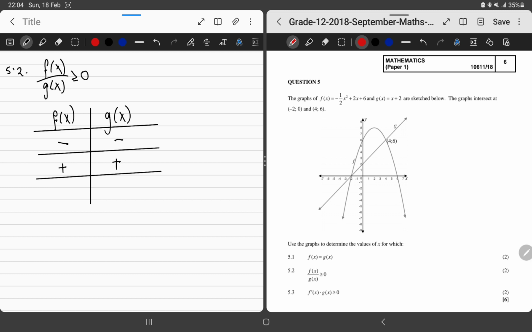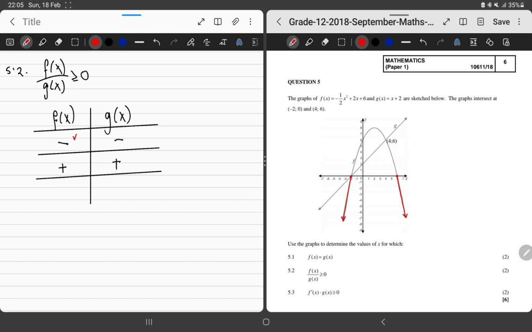Let's go to our sketch. So I'm going to look at where f of x is negative. In other words, where f of x is below the x-axis. f of x is below the x-axis from that point going down. It is also negative, or below the x-axis, from there going down. Okay, we are done with f of x.